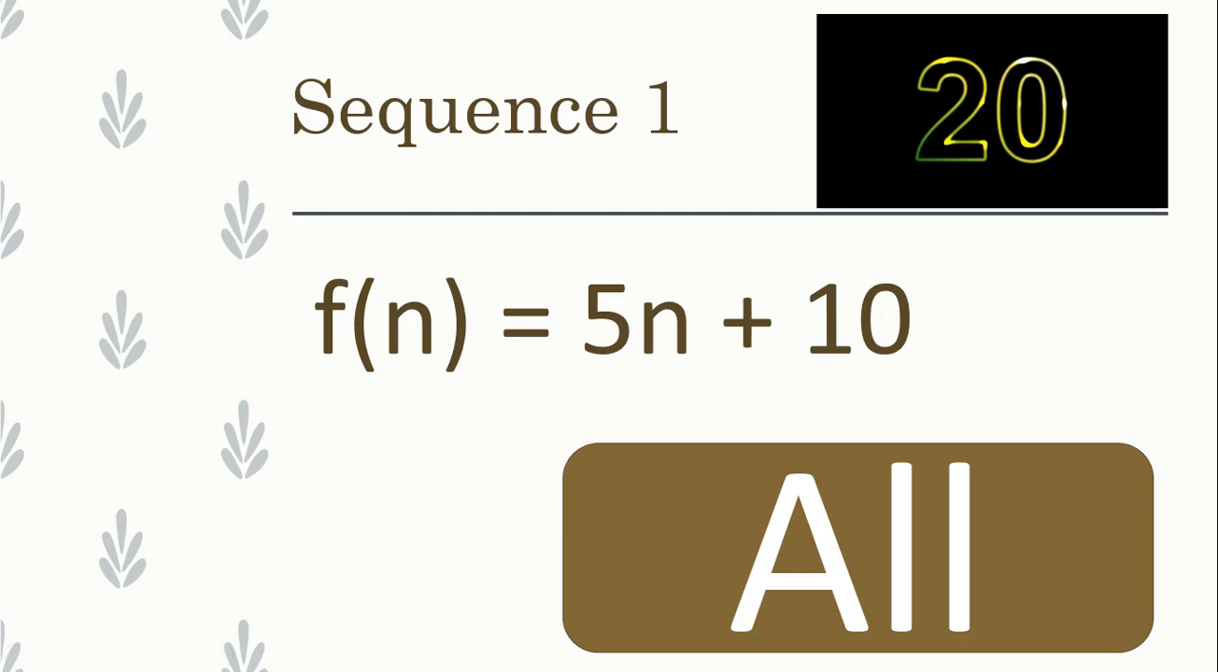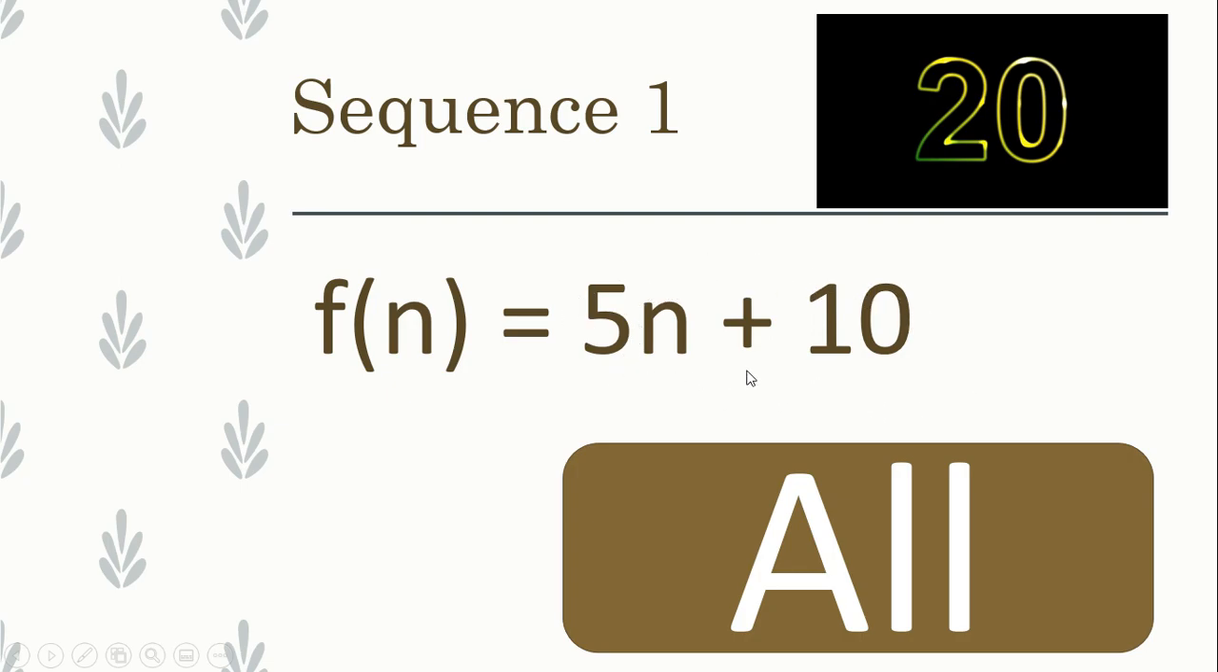To further explain that, let's evaluate some of its terms by letting n be any value in the set of counting or natural numbers. For example, if n is 1, what is the value of the first term? We let n is equal to 1. Therefore, 5 times 1 is 5 plus 10 is 15. And 15 is divisible by 5.